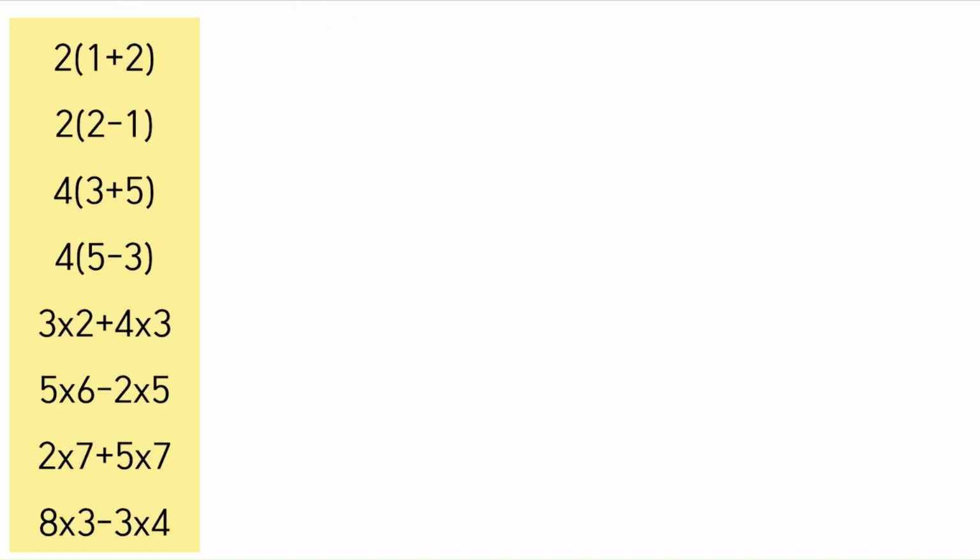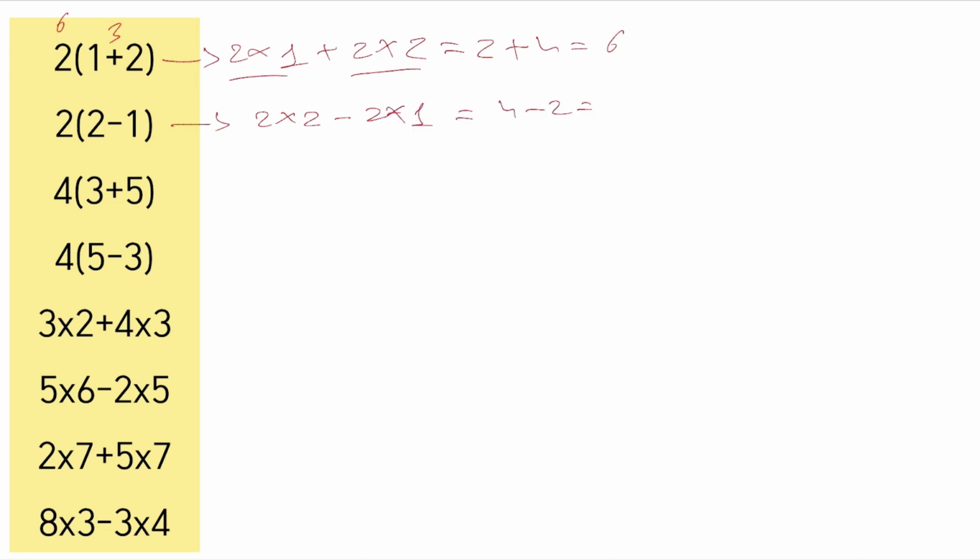Let's look at these examples. I know that it is 3, and if I multiply 2 with 3, you will have 6. But let's do it by distributive property. 2 times 1 plus 2 times 2. Okay, then 2 times 1 is 2, 2 times 2 is 4. Then you will have 6 also. Let's distribute this one. 2 times 2 minus 2 times 1, which is 4 minus 2, which is 2.